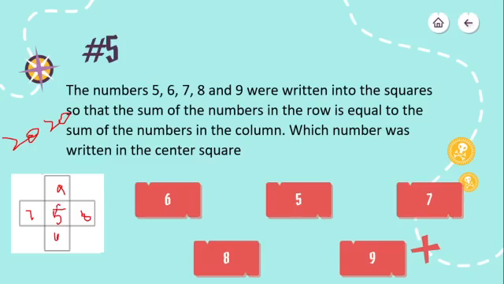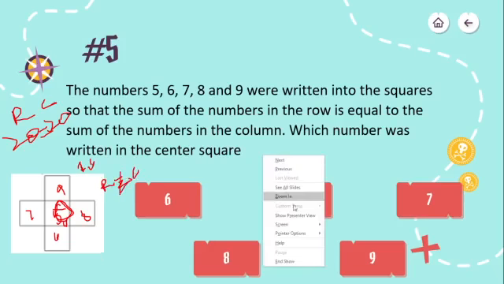So in the center we have 5, and 5 plus 9 is 14, 14 plus 6 is 20, 5 plus 8 is 13, 13 plus 7 is 20. So the rows and the columns are equal when 5 is in the middle. If we put 6 or something else, the sum will increase or decrease, and we don't get the row equal to the column. So 5 is the answer.